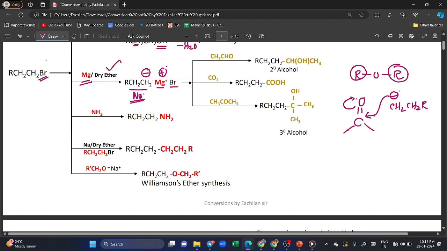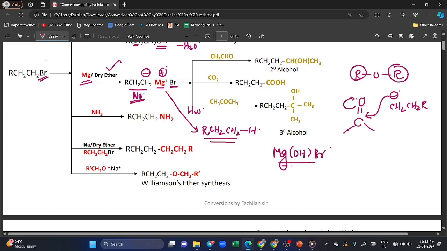Many times this question has been asked directly, like why Grignard reagents should be prepared in moisture-free conditions. The reason is that the Grignard reagent becomes unstable in the presence of moisture. If there are traces of moisture, one more hydrogen gets added to this carbon, R CH2 CH2, and you get the corresponding alkane. The magnesium bromide becomes Mg, OH and Br.